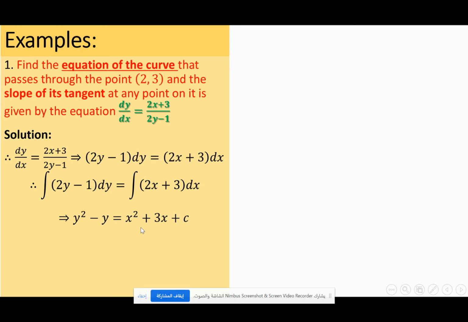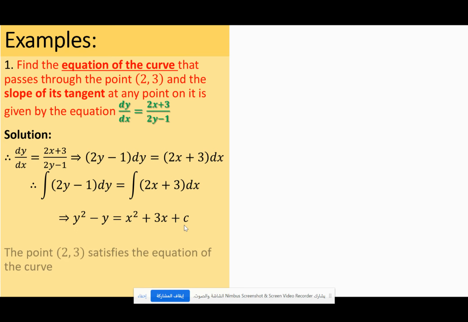Some of you are asking, why didn't we write plus c here like we did there? Actually, if you write it here and there, finally they are constants and you are going to commute them to one side and subtract or add them. So finally you will get one constant, put it anywhere.